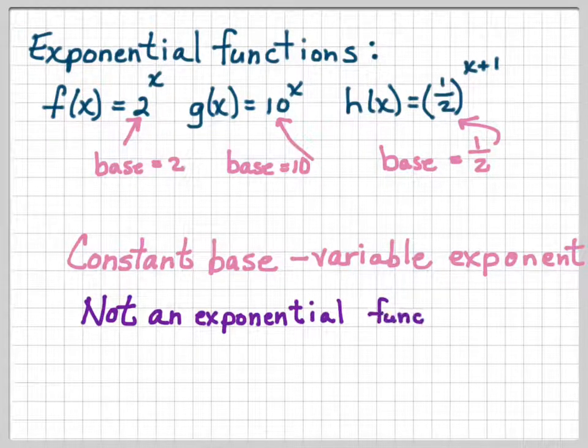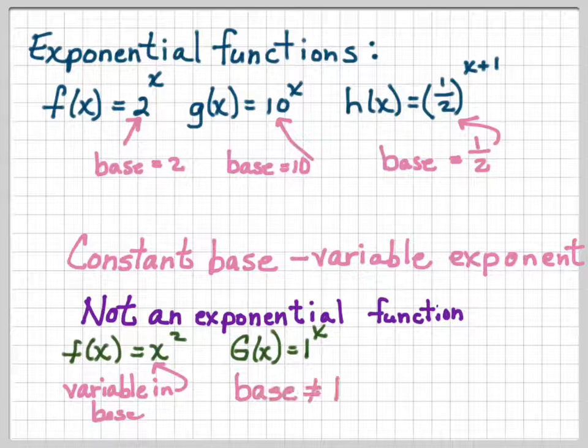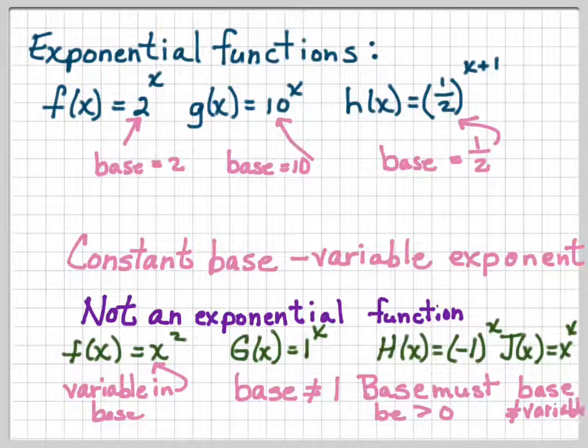Okay, these are some examples of non-exponential functions. F of x equals x squared. And the reason for that is there's a variable in the base, and that can't be. Or g of x is 1 raised to the x power. Once again, that would never change. That would always remain 1 no matter what your value for x is. And h of x is negative 1 to the x power. Well, you know the base has to be greater than 0, so that's not going to work. Or j of x is x to the x power, and that doesn't work because the base cannot be a variable. So there are some examples of what are and what are not exponential functions.